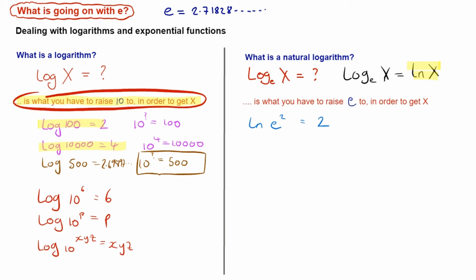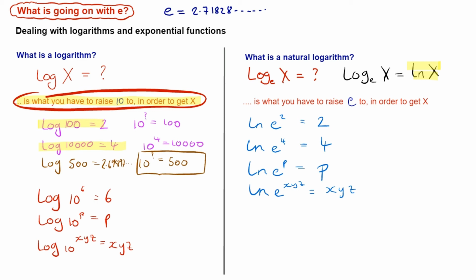Or the natural log of e to the 4. It's not so simple now to put in numbers which are powers of e, because they would be crazy numbers. We could do it on a calculator, but I'm just going to write the powers like this, because we already know what's going on there. So the natural log of e to the 4 would be 4, and the natural log of e to the p will be p. The natural log of e to the xyz, in the same way as before, will be xyz, because the natural log of a number is what you have to raise e to, to get it. So hopefully that feels pretty good.